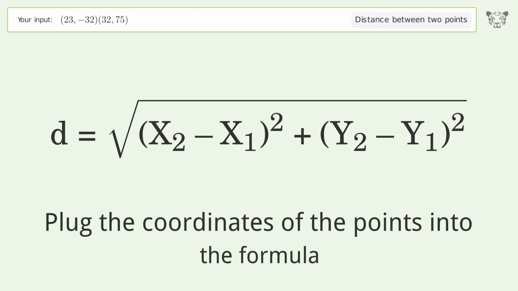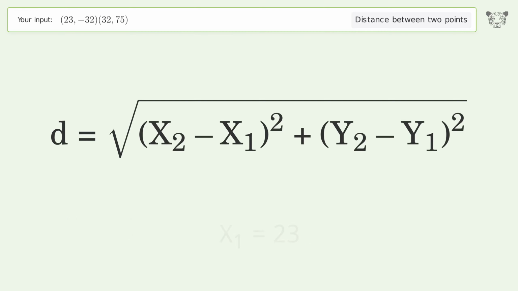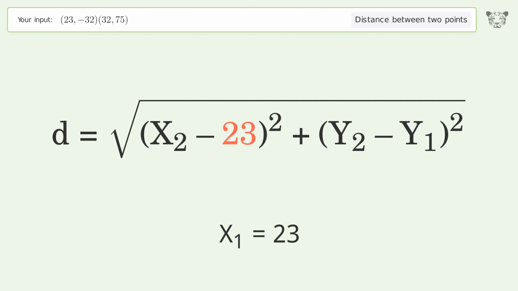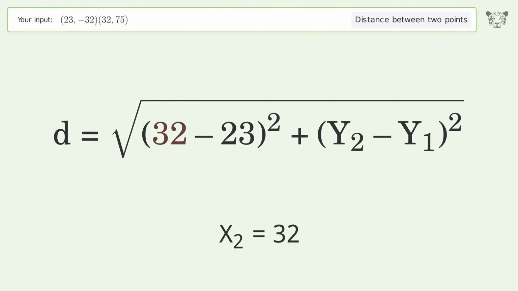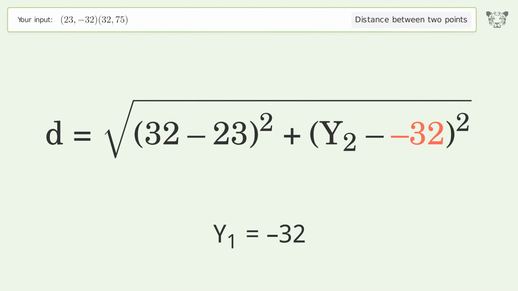Plug the coordinates of the points into the formula. x1 equals 23. x2 equals 32. y1 equals negative 32. y2 equals 75.